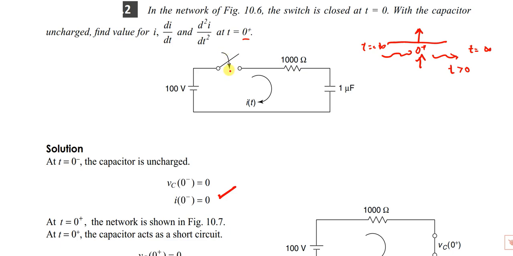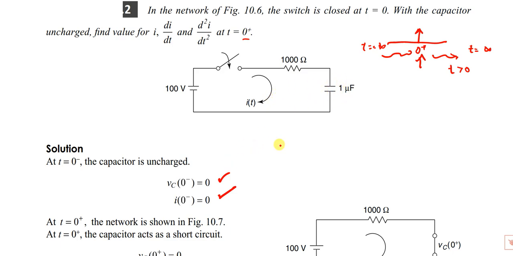At t equals 0 plus only, the switch is closed. So before that, the switch is open and no current is flowing, so there is no chance that the capacitor is going to charge. Capacitor voltage is also 0 volts. For the period from t equals minus infinity to 0 minus, the switch is open and no current is flowing in the circuit. So the initial current in the circuit is 0 and the initial voltage across the capacitor is also 0.